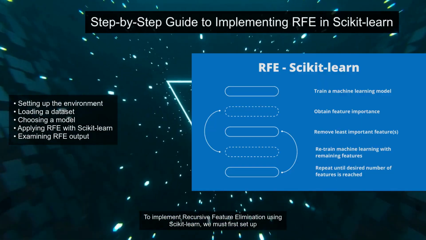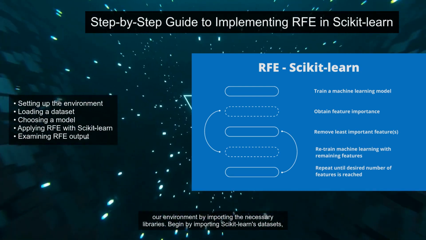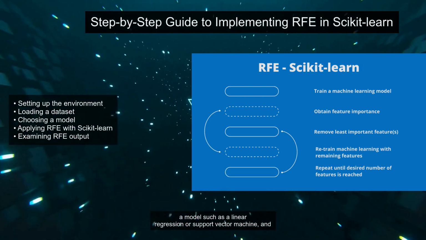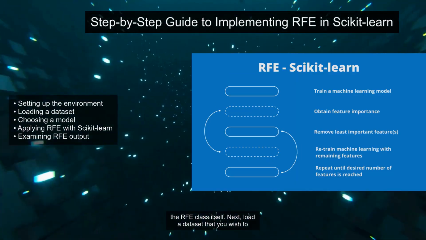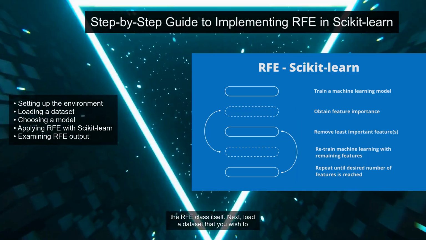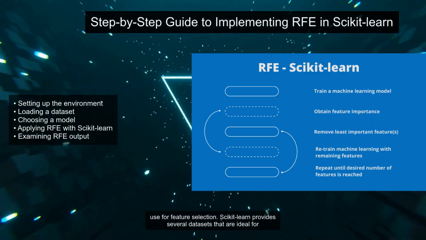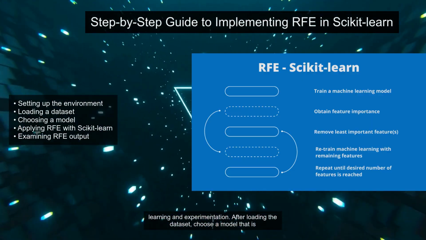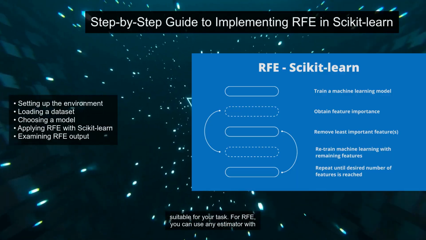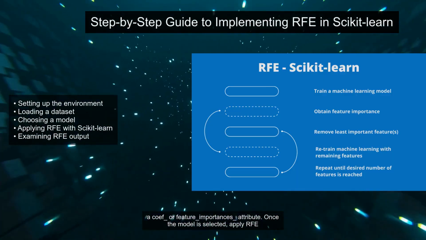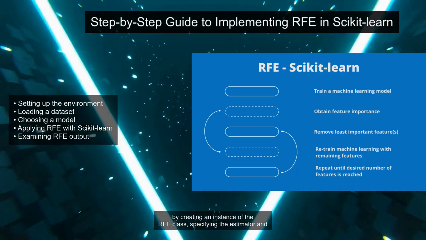To implement recursive feature elimination using Scikit-learn, we must first set up our environment by importing the necessary libraries. Begin by importing Scikit-learn's datasets, a model such as a linear regression or support vector machine, and the RFE class itself. Next, load a dataset that you wish to use for feature selection. Scikit-learn provides several datasets that are ideal for learning and experimentation. After loading the dataset, choose a model that is suitable for your task. For RFE, you can use any estimator with a coef_ or feature_importances_ attribute.